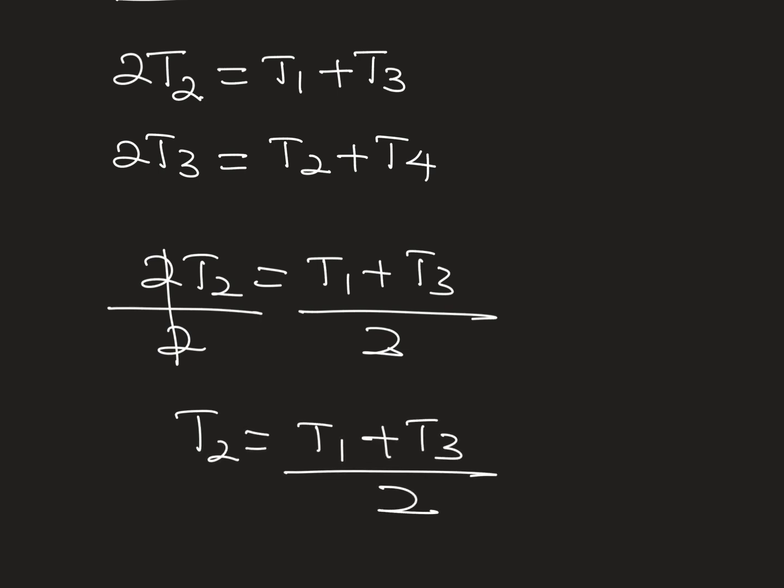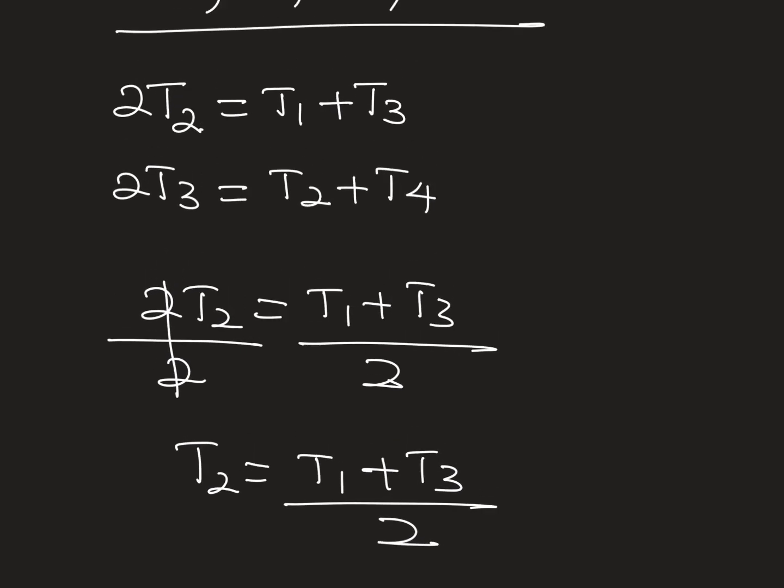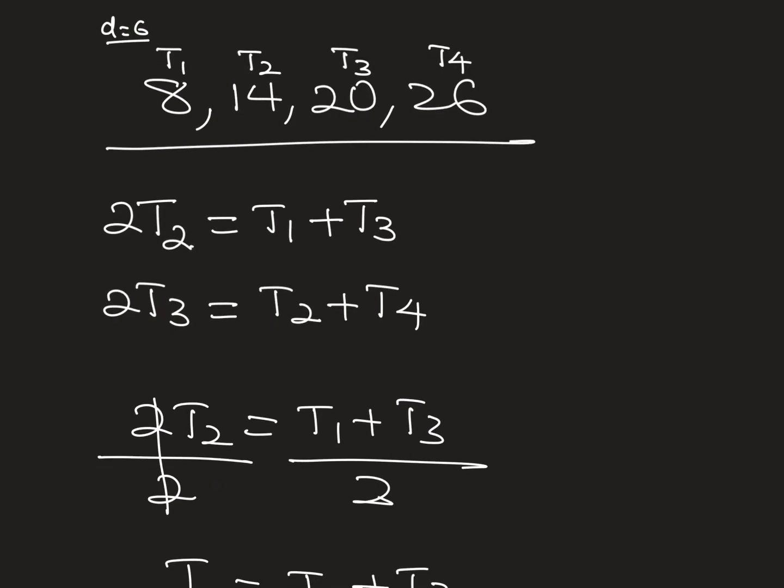And this is what we call the arithmetic mean. Okay? This is what we call the arithmetic mean. So just try to see whether the mean of T1 and T3 will give you T2. T1 is 8 plus T3 is 20. If you add that, you have 28. So if you divide that by 2, you'll be able to have 14, which is now going to be the T2. So what about T3?